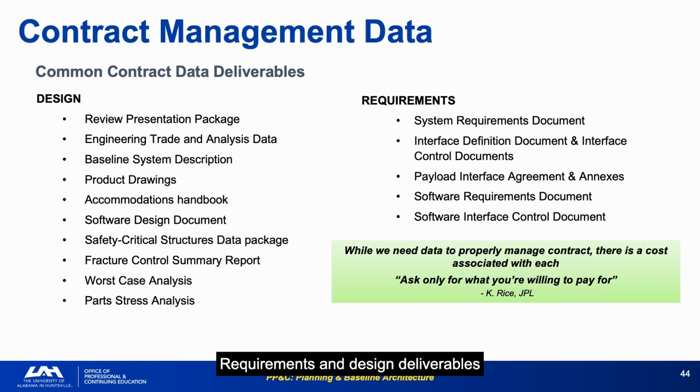Requirements and design deliverables, systems requirements, ICDs, product drawings, software design documents represent the technical baseline documentation that defines what the contractor is building. One of my key points is, ask only for what you're willing to pay for. Every deliverable on the contract data requirements list has a cost. Unnecessary deliverables waste contractor resources that could be directed at execution.